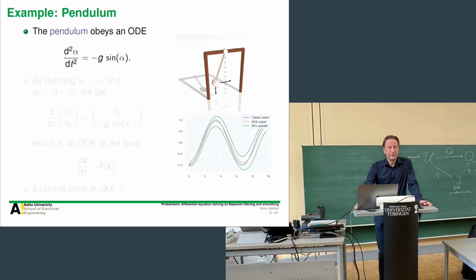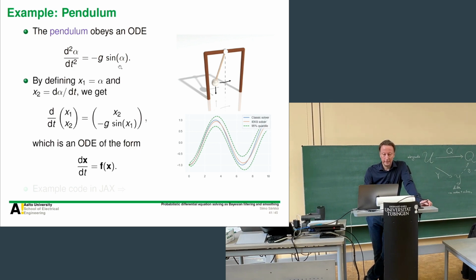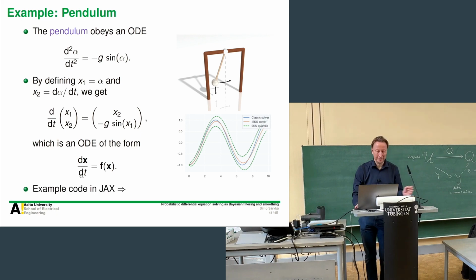So this is a 2D example in the sense that we have a pendulum swinging like this, and the equation looks like this. If you define a state containing x1 and x2, which are alpha and its derivative, then it's a 2D system like this. It's an ODE of this kind of form, and let's see how we can solve it using the probabilistic ODE solver of the EKS type.